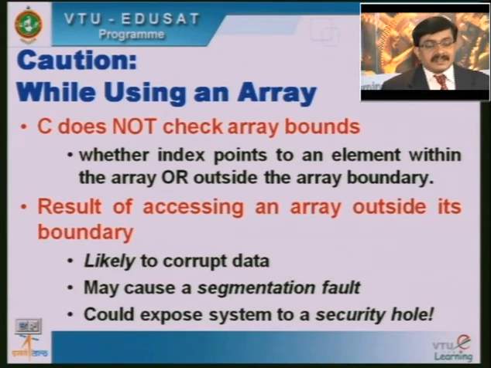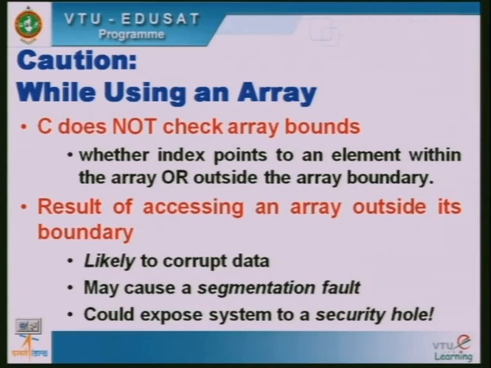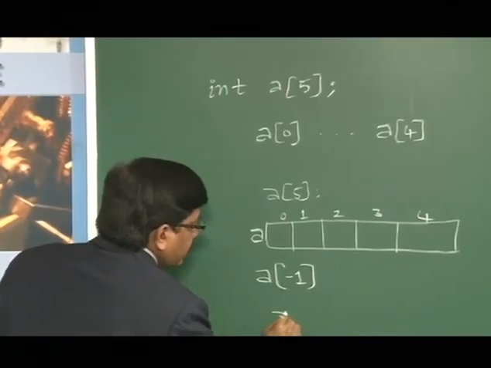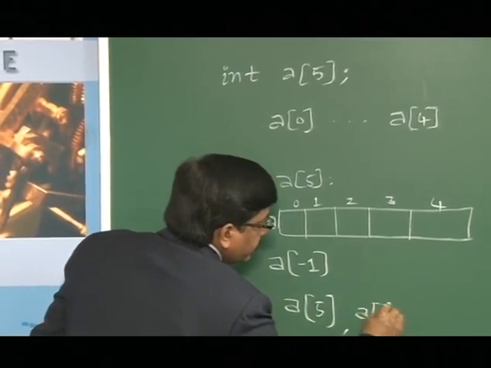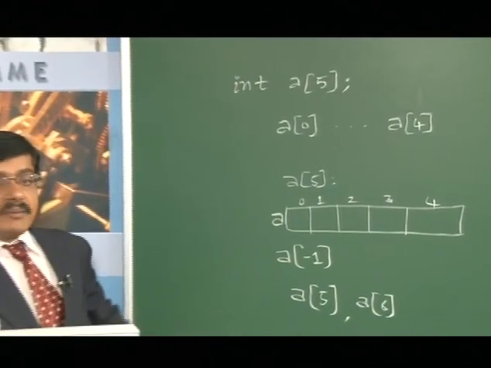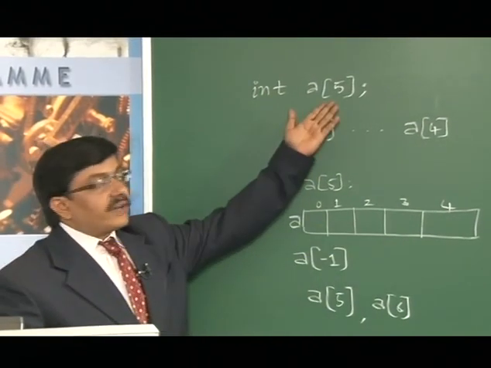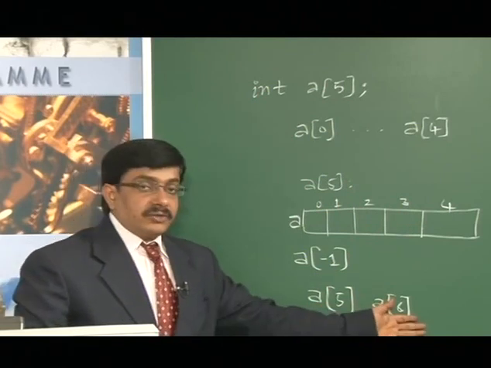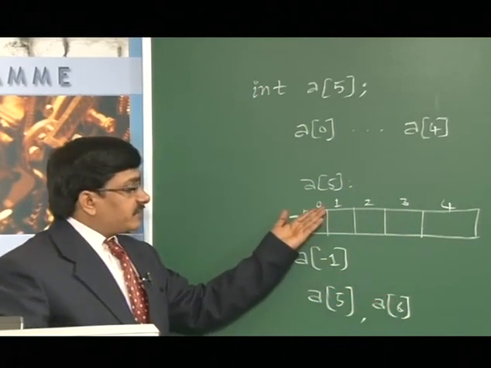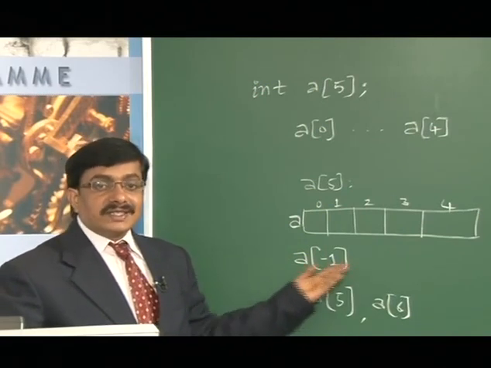So when we try to access the array elements outside the boundary, in this particular case, if I try to access something like A of minus 1, or A of 5 or A of 6, in these situations I am not within the boundary of the array. Here the array size is 5, that is, indices 0 to 4. So I am going beyond the boundary, and before 0, I am trying to access A of minus 1, A of minus 2 and so on. So this is not allowed.